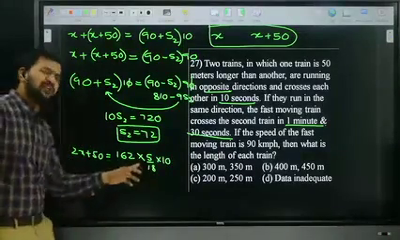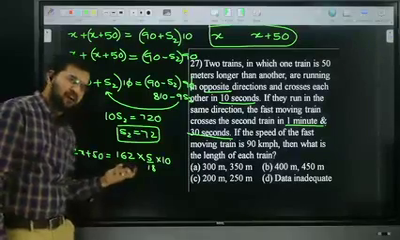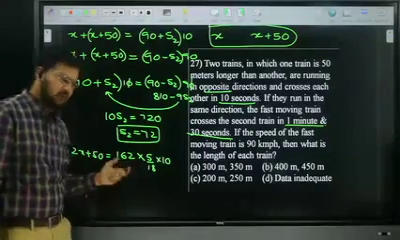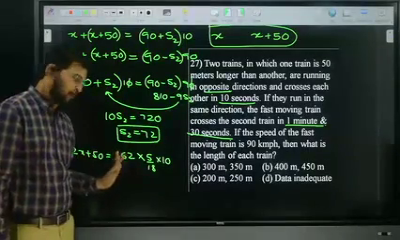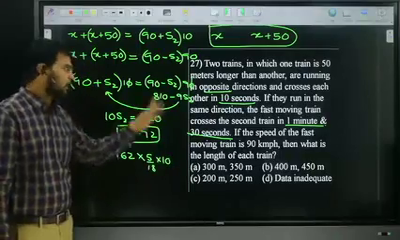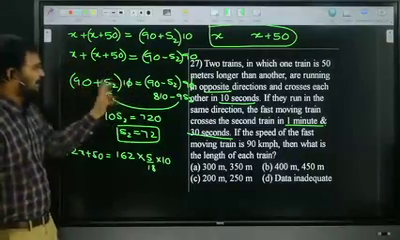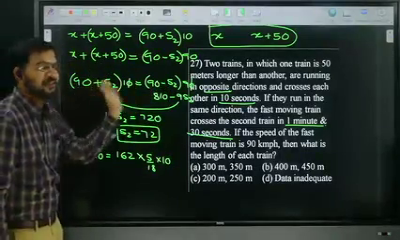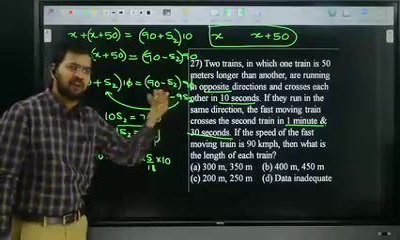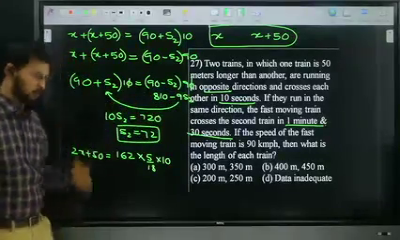Why am I taking unit conversion? Here this is only one variable. 162 is in kilometer per hour, but 10 is in seconds. Sir, why are you taking it directly here? Here the LHS side unit conversion and the RHS side unit conversion automatically get cancelled, similar to the previous question. Okay?